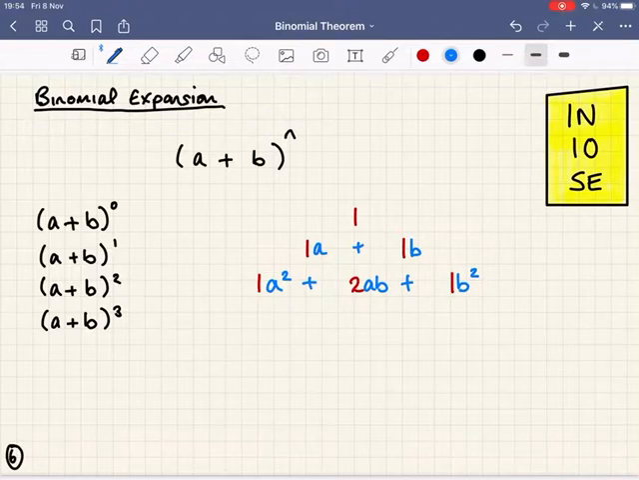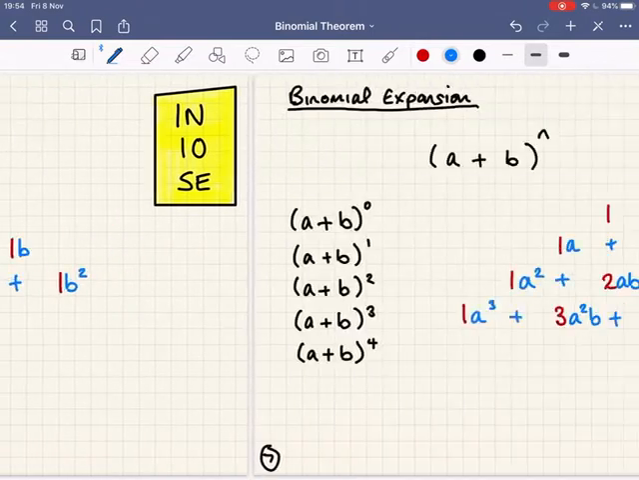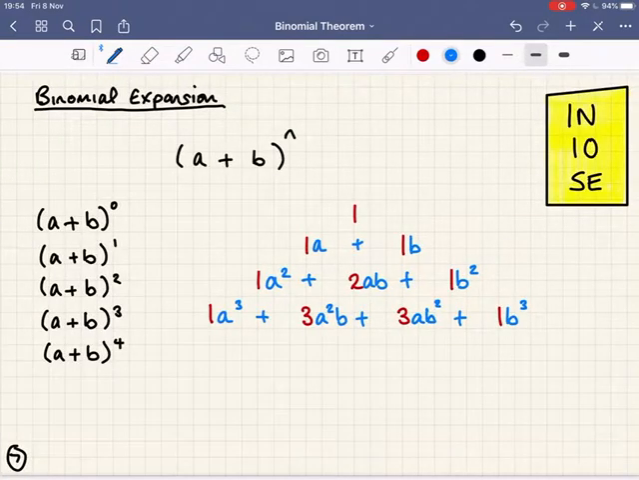A plus b to the power of 3, you can guess, I guess, from looking at the pattern in the numbers, what those coefficients are going to be. And sure enough, we get 1a cubed. The first item in each row is 1. And then the sum of the two numbers above gives us 3a squared b and 3ab squared and 1b cubed. And hopefully you start to see the pattern in those numbers.